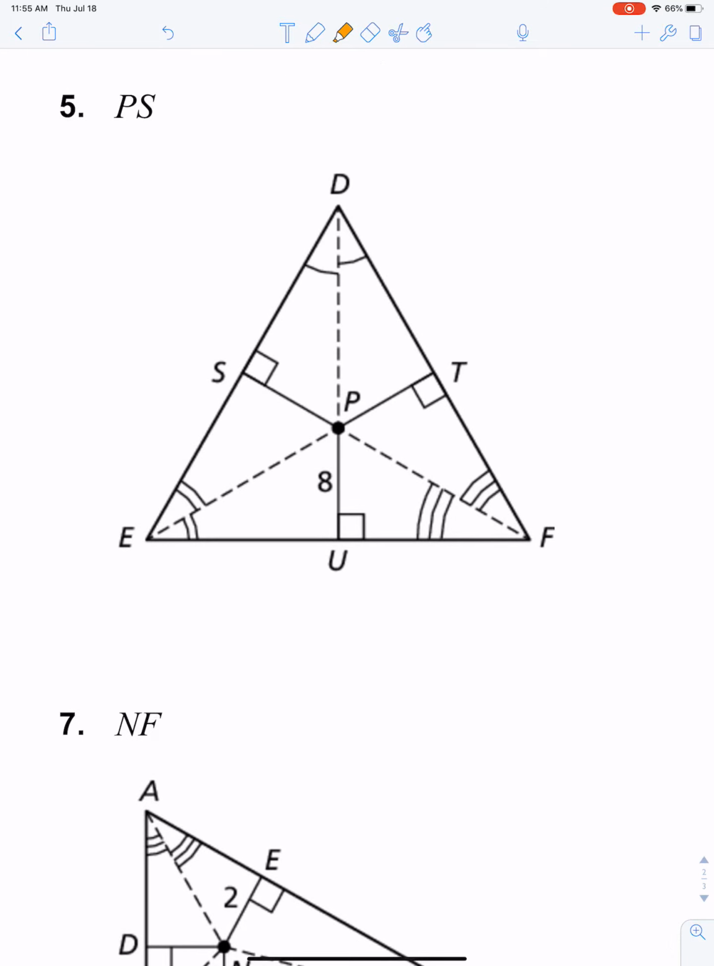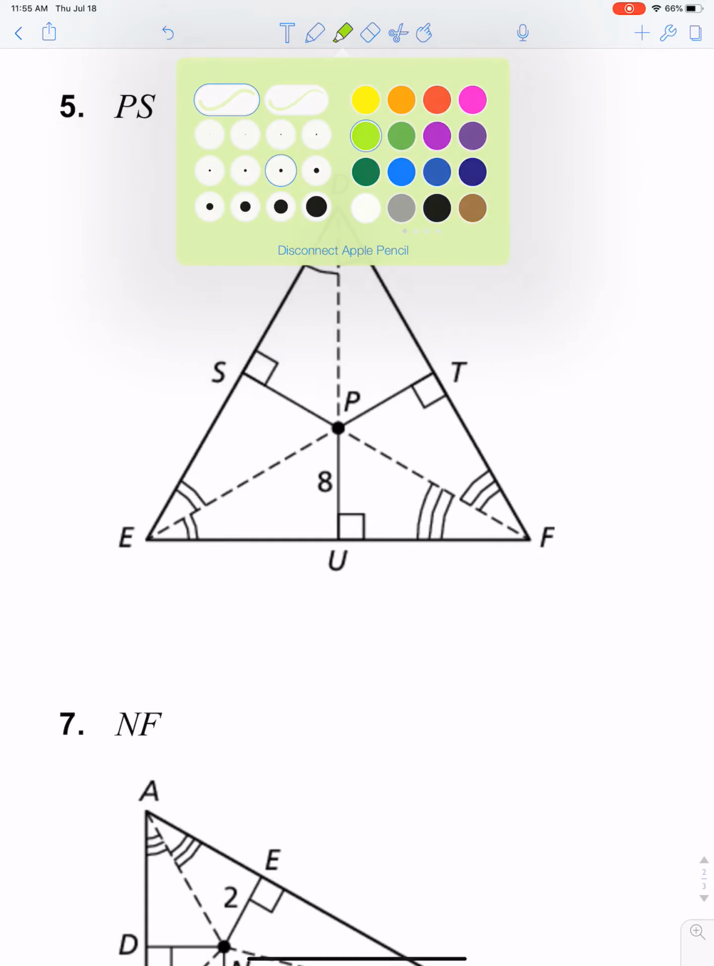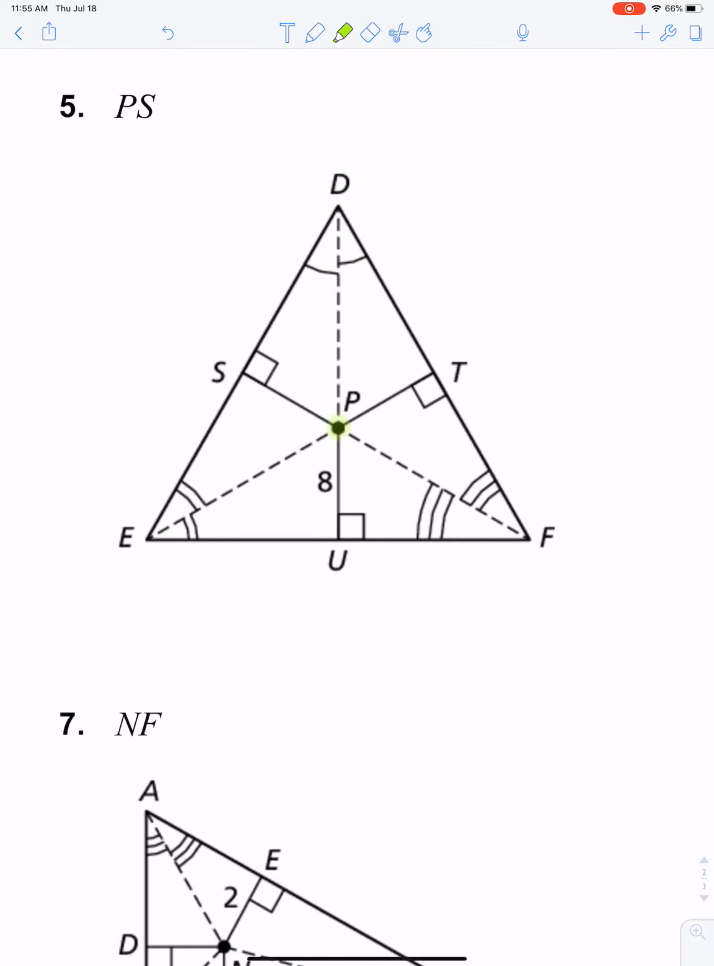Looking at part 5, point P seems to be created by angle bisectors. So PD, PE, and PF are all angle bisectors that create the point at the middle, which we like to call the incenter. The reason I knew they weren't perpendicular bisectors was because there were no marks here and here. If there's nothing indicating that the side length has been bisected, then we can't conclude that it's a perpendicular bisector.